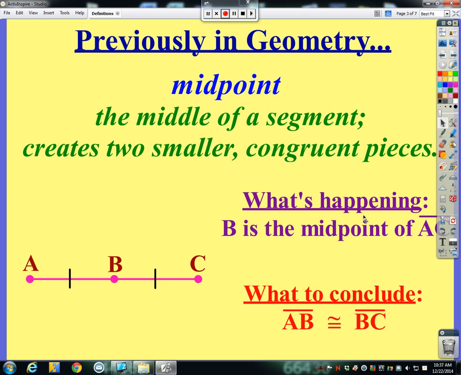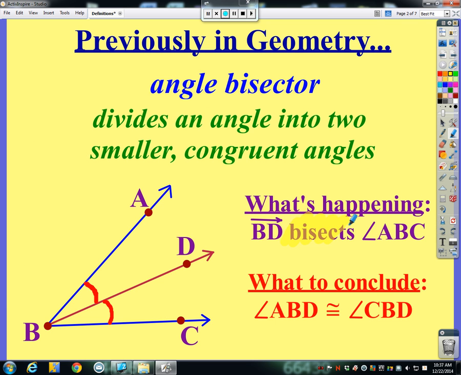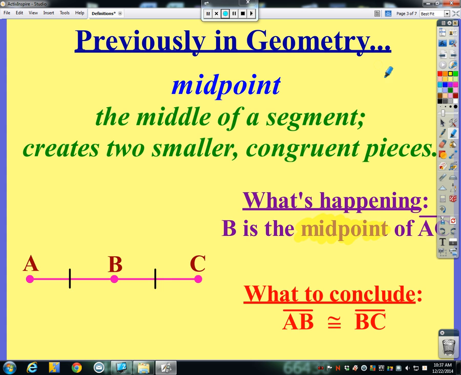Midpoint was basically like our angle bisector of segments. It is a specific point and it divides that segment into two smaller congruent pieces. So we will see the term midpoint used, just like we will typically see the term bisect used, and we'll just have to know what that means and how to apply it to that situation.